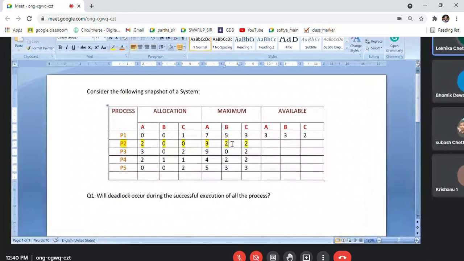It needs 2 minutes of B. Okay, I have available 3 minutes of B, so I will still have 1 minute extra. It needs 2 minutes of C, and it has 2 minutes of C. So instead of P1, if the operating system allows P2 to execute before P1, then P2 can complete its task without entering into deadlock.